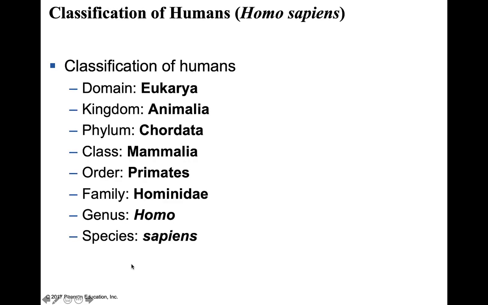Now, here is basically how we break down humans. The domain is Eukarya, the kingdom Animalia. The phylum is Chordata, indicating that there is a vertebral column; class Mammalia, so warm-blooded; order Primates; family Hominidae; genus Homo; and species sapiens. So this is how we completely classify humans according to this schema in biology.